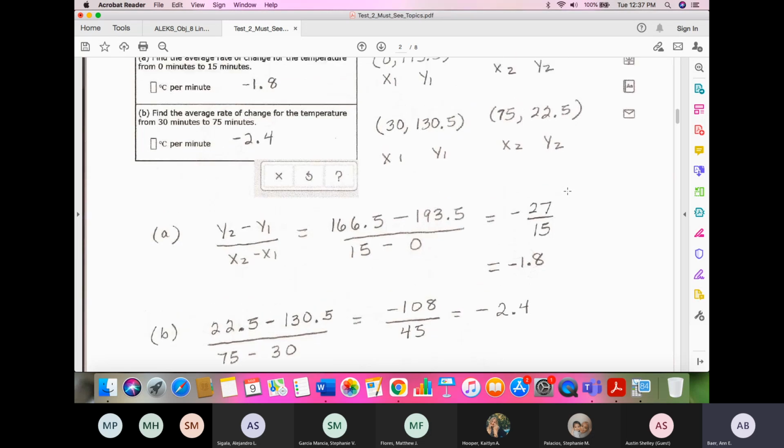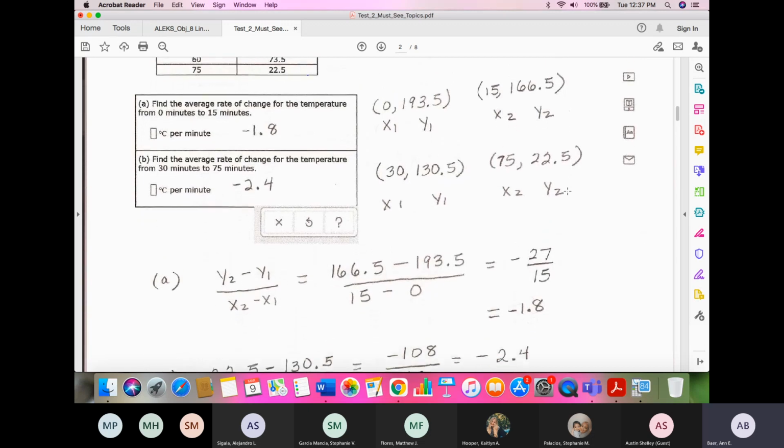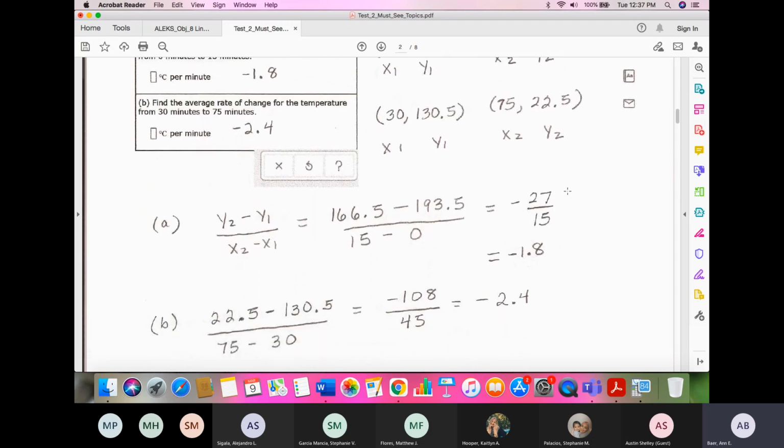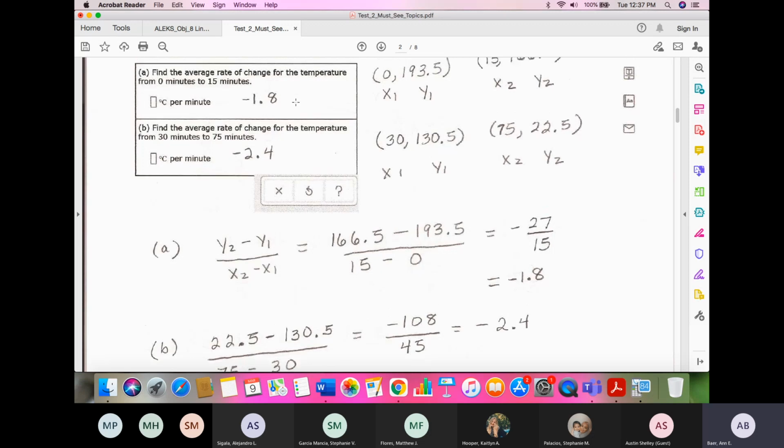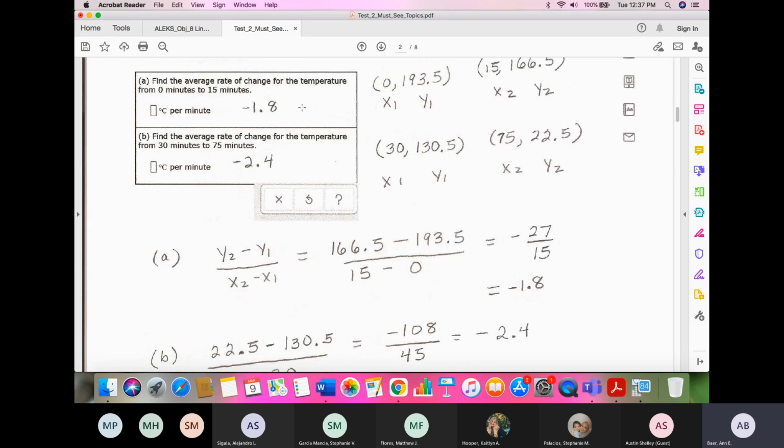They wanted that stated in what looks to be decimal form. I did not try to put it in fractional form, so I just found a decimal. Negative 27 divided by 15 on the calculator will give you negative 1.8. So the answer is negative 1.8. That's the average rate of change for the temperature. Negative 1.8 degrees. Any questions on that? Negative 1.8 degrees Celsius per minute.